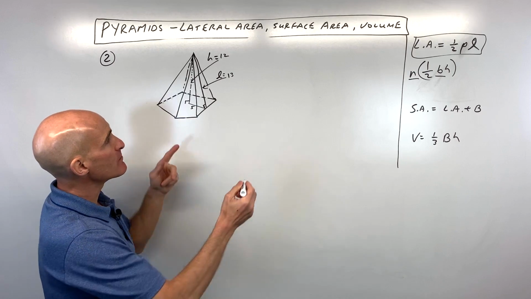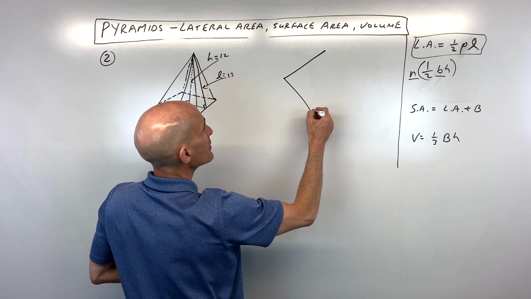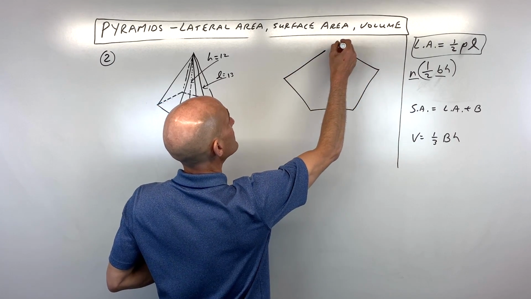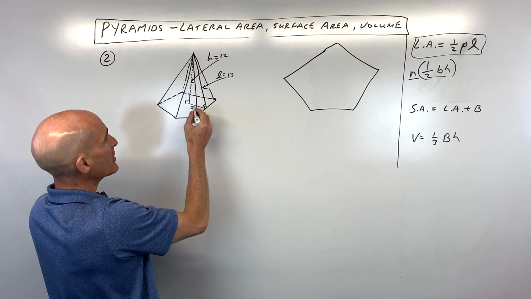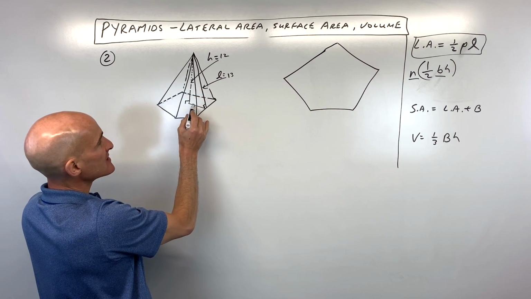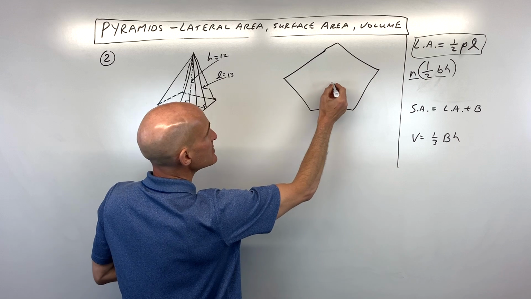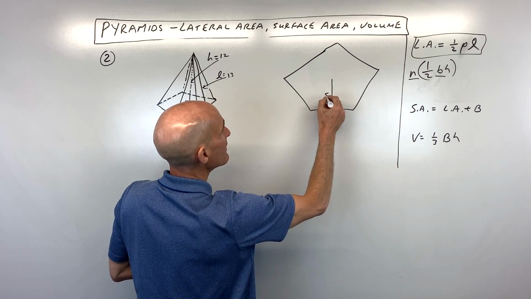Now, let's take a look at this base. Let's see if we can draw it a little bit bigger here off to the side. Now, this 5 right here, see how it's the perpendicular distance from the center of the pentagon to the side? That's our apothem. So this is going to be 5 right here.